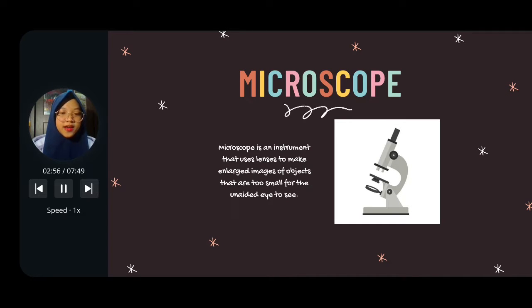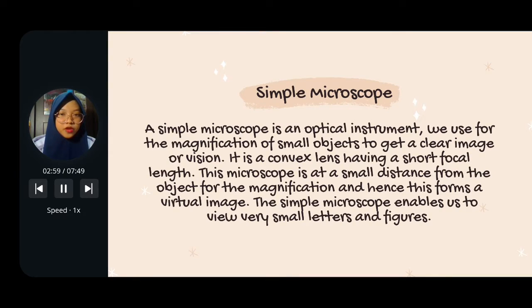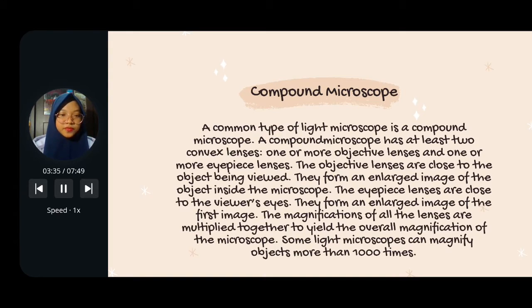So microscopes have 2 kinds, a simple microscope and compound microscope. A simple microscope is an optical instrument we use for the magnification of small objects to get a clear image or vision. It is a convex lens having a short focal length. This microscope is held at a small distance from the object for the magnification and hence forms a virtual image. The simple microscope enables us to view very small letters and figures.